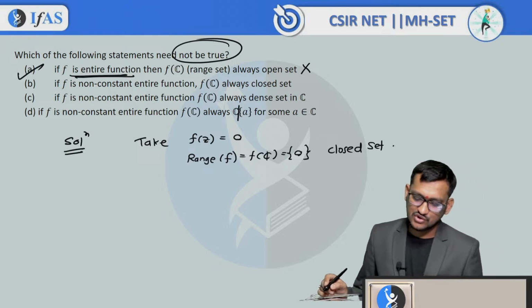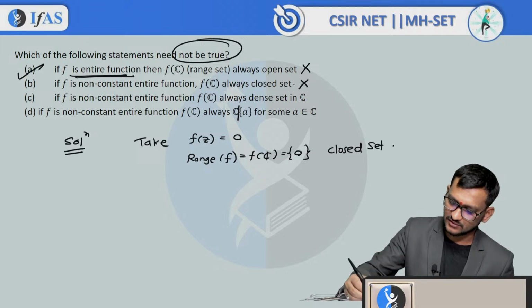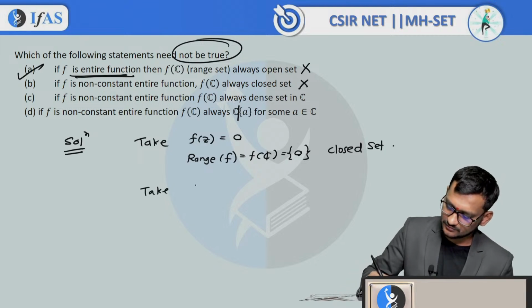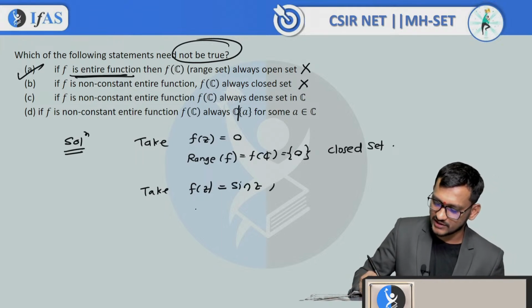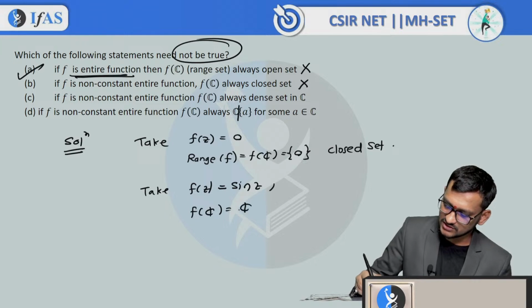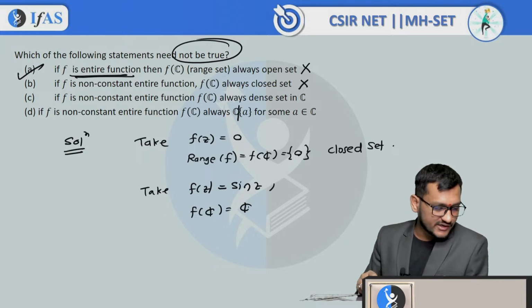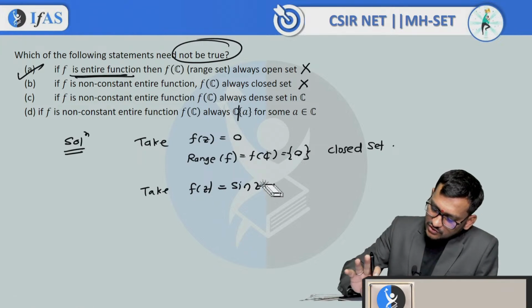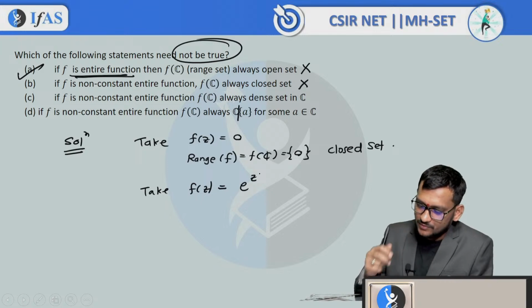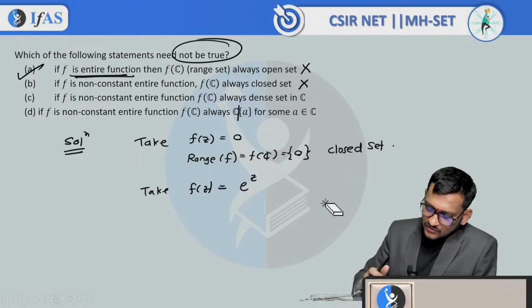Second, if f is non-constant entire, can you say f of C is always closed? Incorrect. You can take f of z equals simply sin z. This is non-constant entire, and we have seen f of C is C. And clearly this is an open set. Or even you can take e to the power z. This will always be an appropriate function because C is open as well as closed. So this will not work.